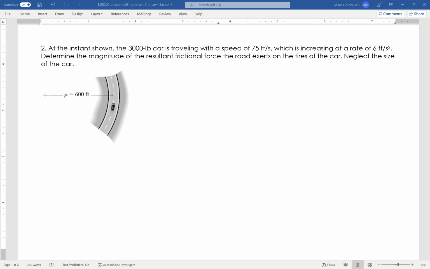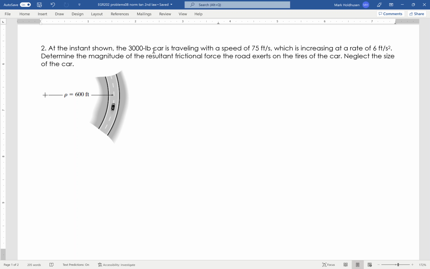Okay, so at the instant shown, I've got a 3,000 pound car traveling at a speed of 75 feet per second, increasing. So basically, I'm hitting the accelerator and increasing the rate at 6 feet per second squared. And I want to find the total friction force on the tire. So again, here's what we've got.